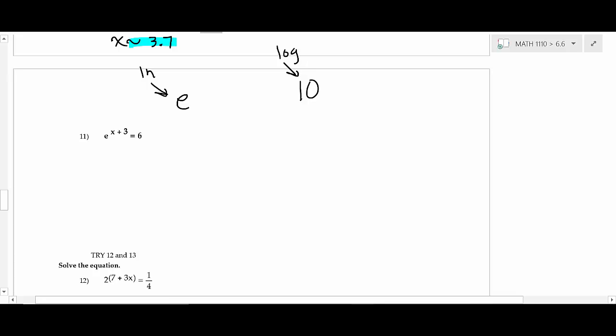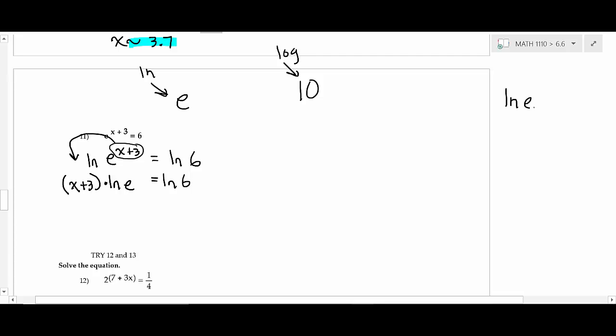So in this case, although you could use a base 10 log on your calculator, it's advantageous to not do that. So what we're going to do is take the ln of both sides, just like the last equation. So we have ln of e to the x plus 3 is equal to ln of 6. We're going to get an exact answer, then we're going to get an approximate answer. Okay, same idea. What do you do with the x plus 3? Bring it down. Okay, so you're going to have x plus 3 times ln of e equals ln of 6.